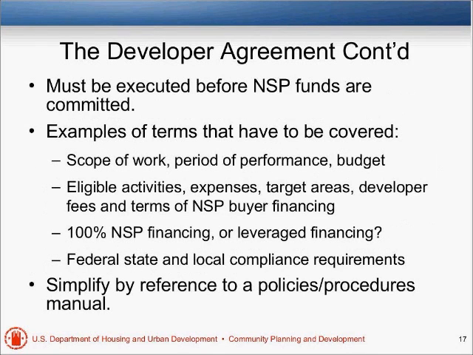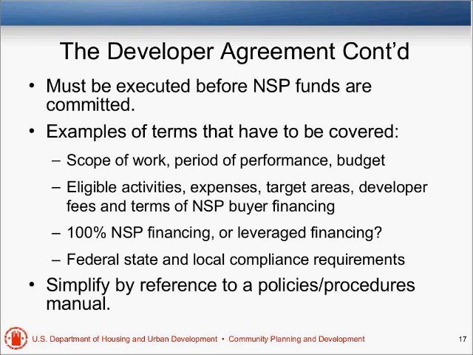The developer agreement's got to be executed before you commit any NSP funds. And some examples of the terms of a developer agreement, as we talked about: a detailed scope of work. How long does the developer have to complete the development? Are there any penalties if they don't complete it on time? What the budget is for the various line items that need to be undertaken? Who's responsible for marketing the units, whether for sale or for lease, when the unit activities are completed? What are the eligible activities? What are the eligible expenses? What target area can they work in? What's the developer fee, as we talked about? And what are the terms of the ultimate buyer financing at the end?